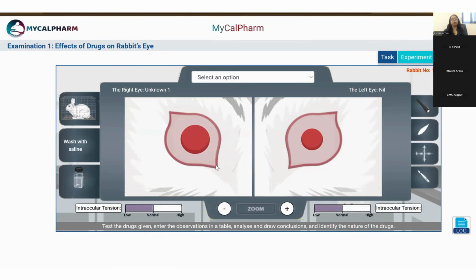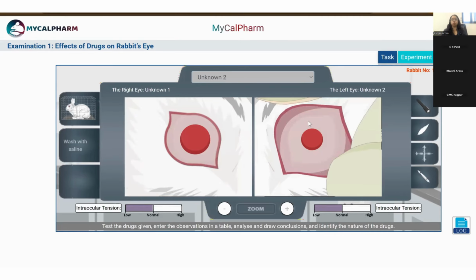All these experiments in the tutorial mode, everything is being explained. But when we come to the examination mode, nothing is there. The student has to do all the things themselves. Ethically, it's not correct to add 2 different drugs in the different eyes, but it is a software, so we are just doing this also to reduce draw time. Adding unknown 2 drug in the left eye.